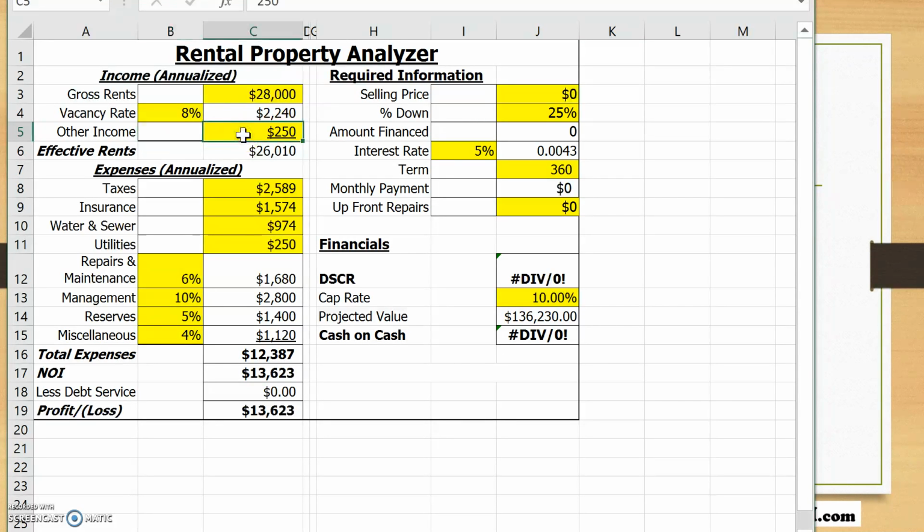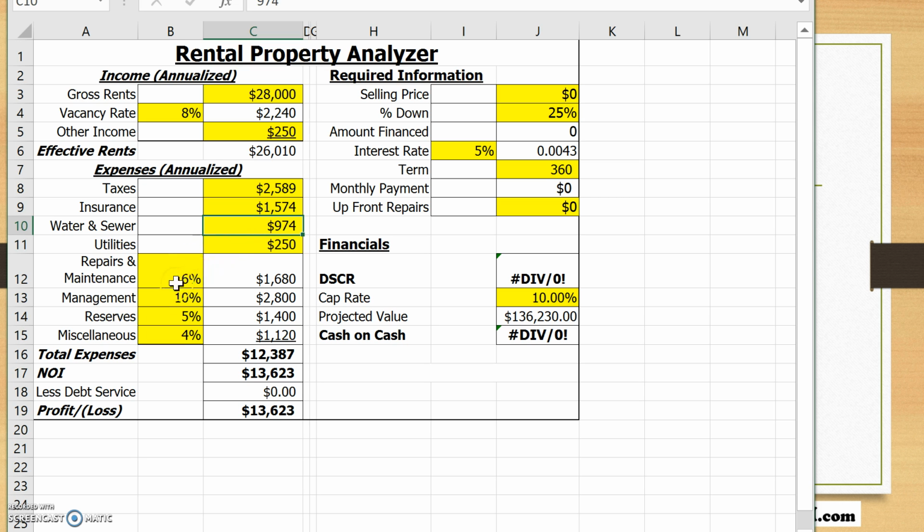Other income could be if you have coin-op laundry or church fees or something else. This is where you're going to punch that in. Now for taxes, insurance, water, sewer, and other utilities, you should put accurate dollar amounts in here. You should know exactly what taxes are going to cost you, what your yearly insurance rates are, and what water, sewer, and other utilities are.